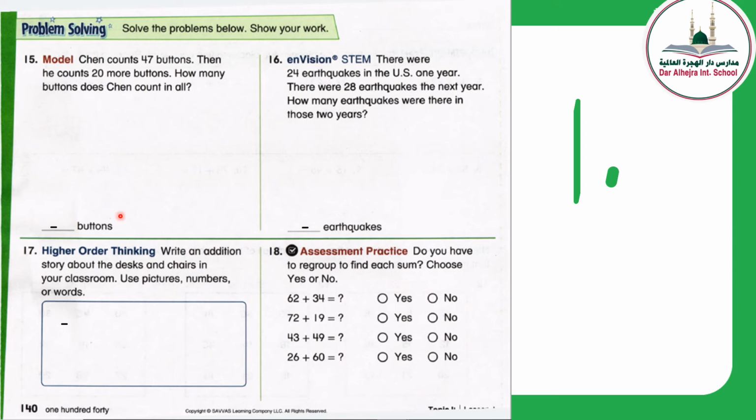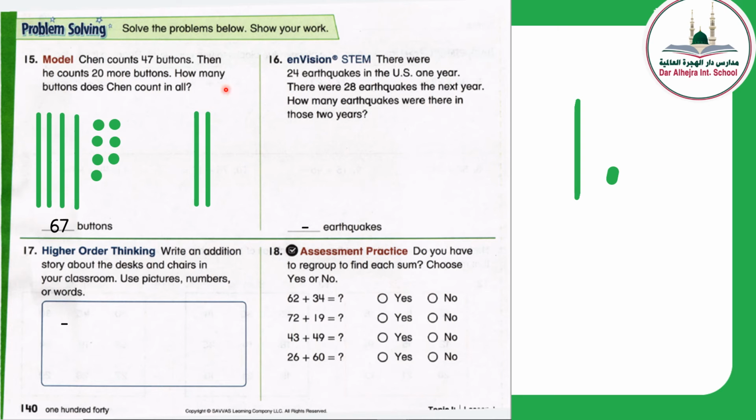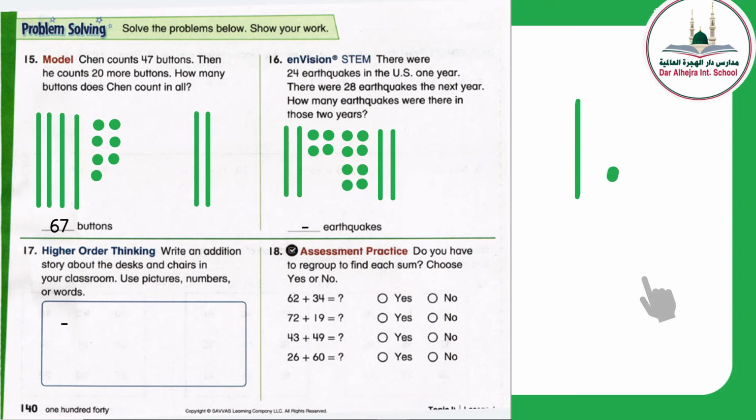Here we have got some word problems, and let's see them one by one. Chen counts 47 buttons. Then he counts 20 more buttons. How many buttons does Chen count in all? We can use our models or the lines and dots to show the numbers. We need to add 47 and 20. So here I have shown the 47 by lines, 4 lines and 7 dots, and 20 by 2 lines. Altogether, I can count 1, 2, 3, 4, 5, 6 tens and 7 ones. That means in all, Chen has got 67 buttons.